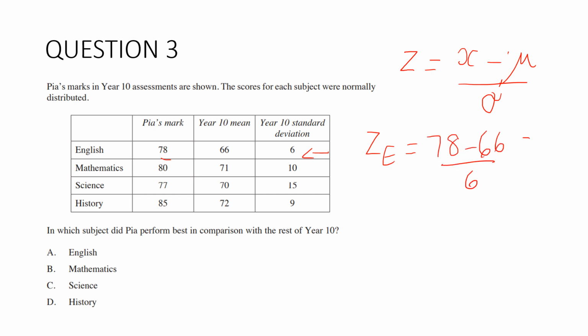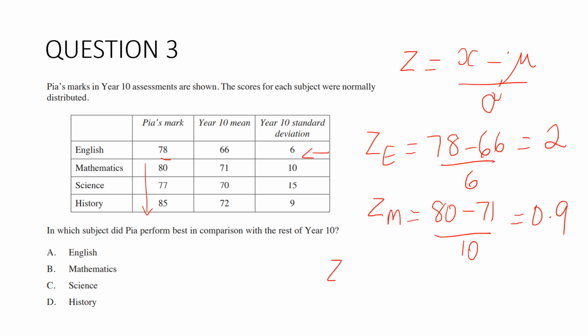Just let me grab my calculator. We have 78 take 66 divided by 6. It's 2. Wow, that one's pretty high, actually. I'm going to do a quick look down through here and see whether any of them are below the mean, but none of them are. So we have to work them all out. All right, let's work out maths. We have the score, take away the mean, divided by the standard deviation. So 80 take 71 divided by 10 is 0.9, so English is winning so far.